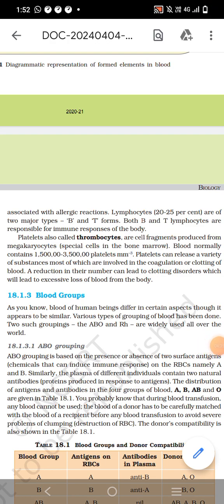Platelets, also called thrombocytes, are cell fragments produced from megakaryocytes, special cells in the bone marrow. Blood normally contains 150,000 to 350,000 platelets per cubic millimeter. Platelets can release a variety of substances, most of which are involved in coagulation or clotting of blood. A reduction in their number can lead to clotting disorders, which will lead to excessive loss of blood from the body.